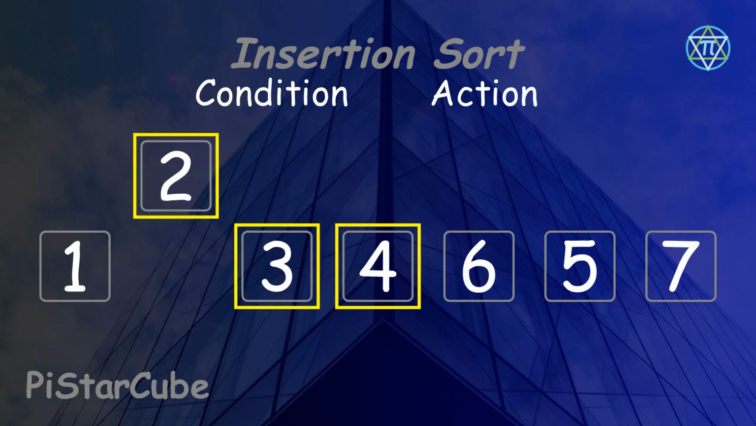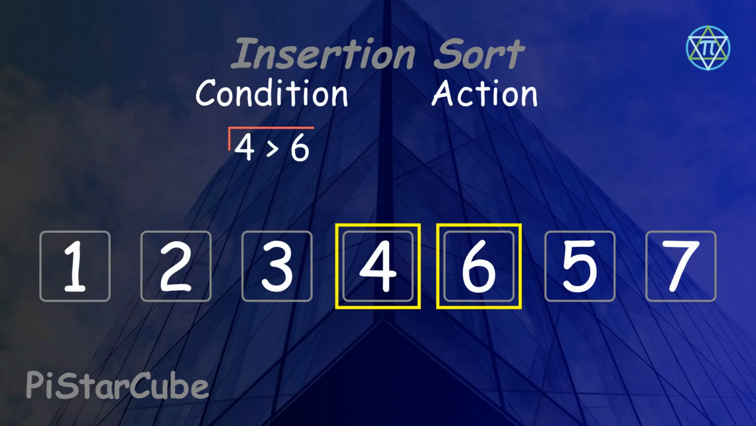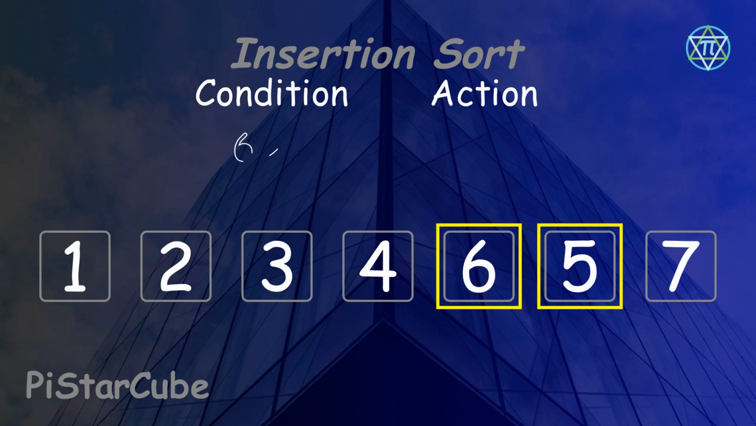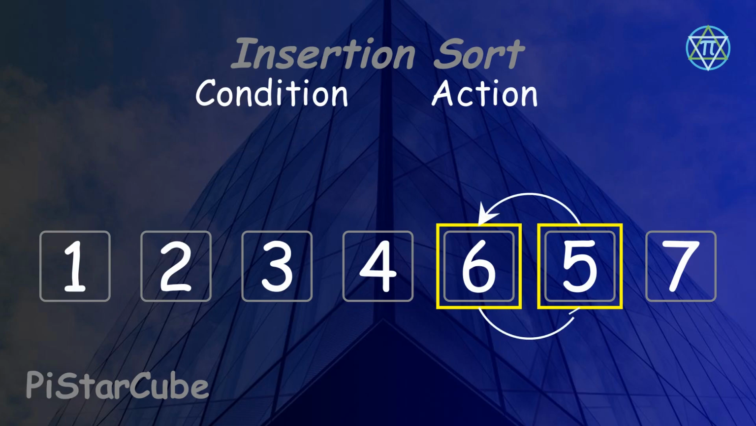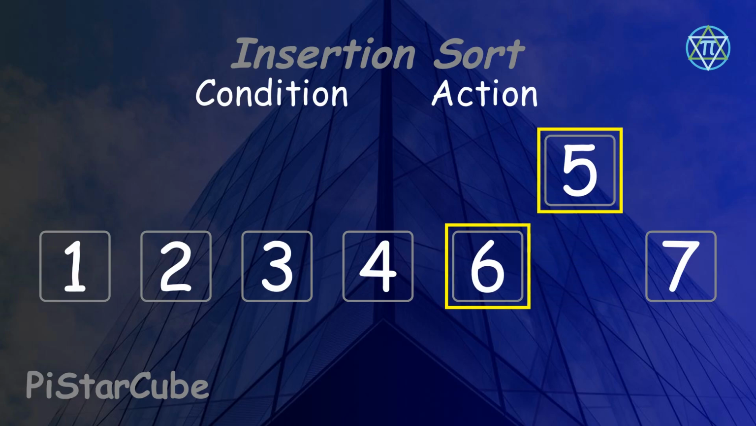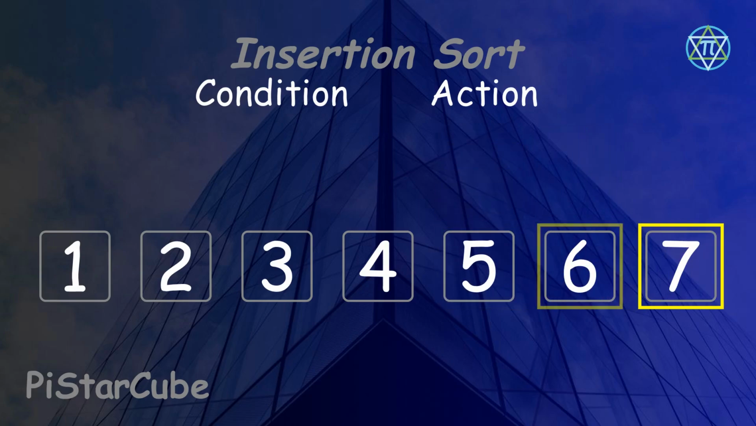And this process continues for each remaining element in the array. We keep picking up the next element, comparing it with the sorted portion and shifting the larger elements to the right. Each step inserts the current element into its correct position. By the end, the entire array is sorted in place without using any extra space. It's a simple and visual way to understand how sorting can be done step by step.